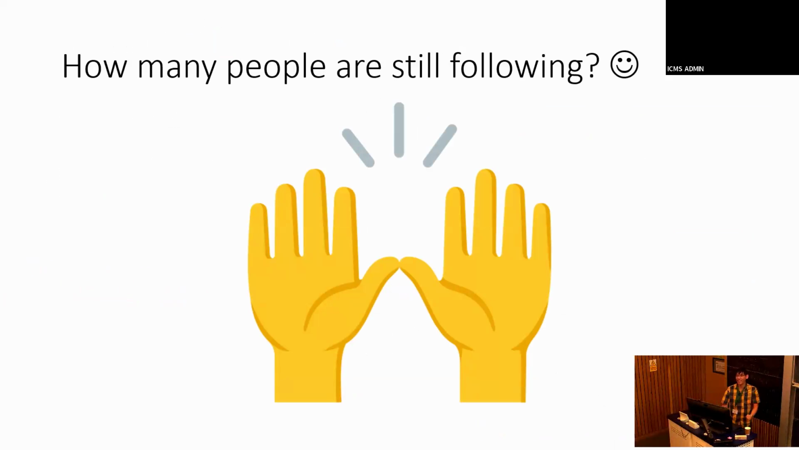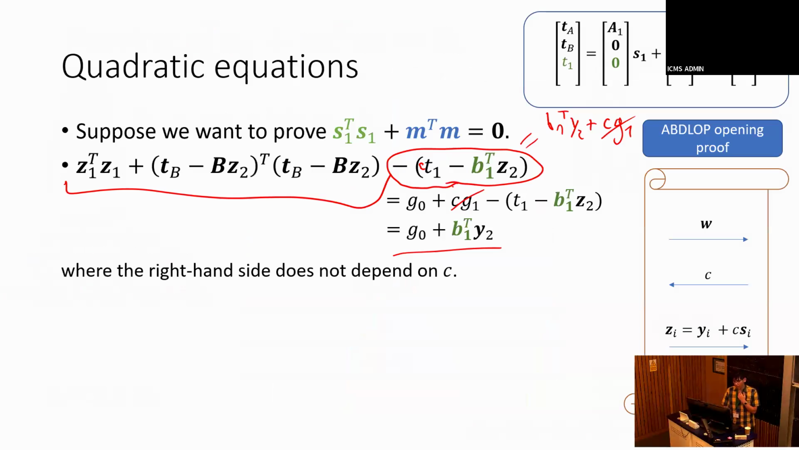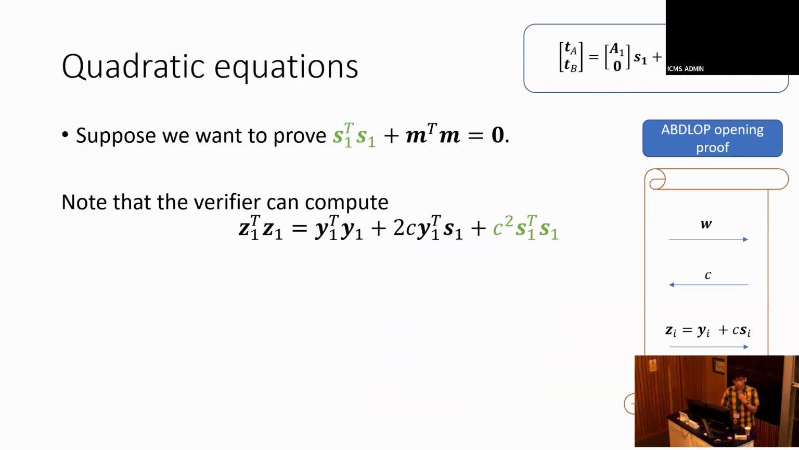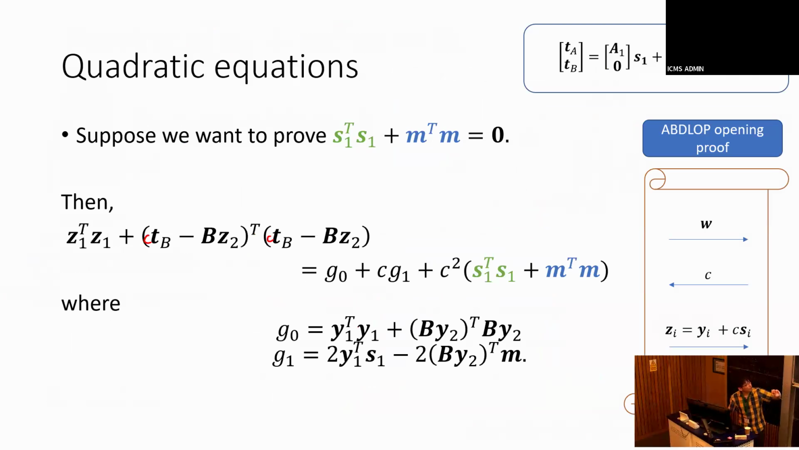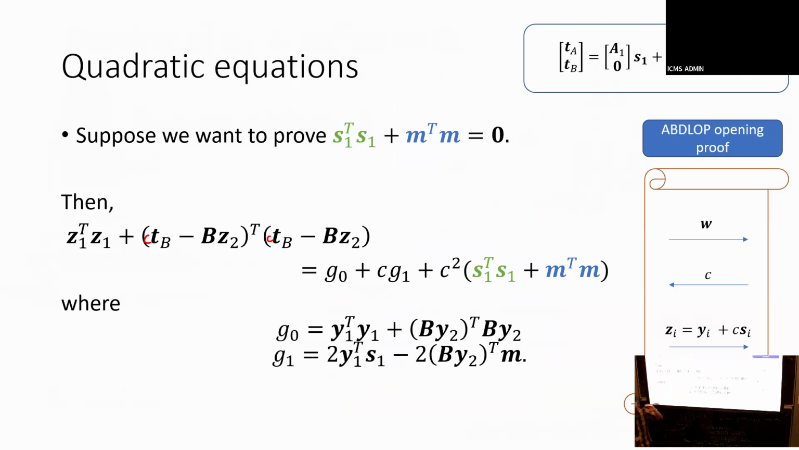How many people still follow along? We have a few hands, more or less. But I would say the main takeaway is to look at the opening proof and try to derive things using the sets and the commitment to come up with this quadratic equation in C, with the equation you want to prove. So that's the takeaway.